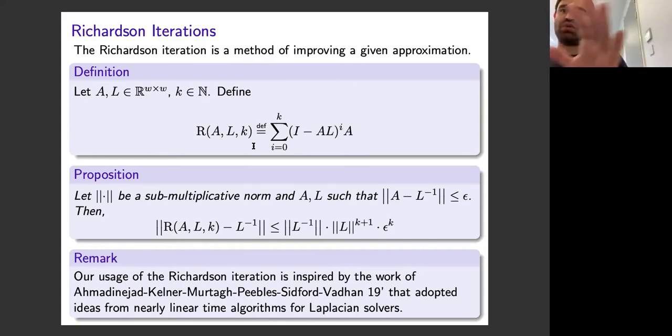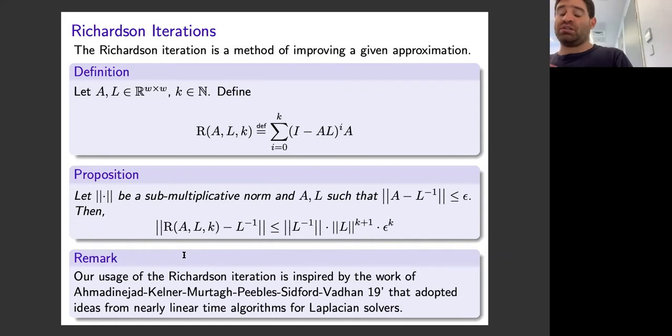This is a bit of a digression, what this has to do with BPs, but I'll explain this in the next slide. And this is formally what it means. You choose the notion of approximation to be a submultiplicative norm, any submultiplicative norm that you like. And you can see that if you start with an epsilon approximation, you get epsilon to the K. You also pay the norm of this matrix L and its inverse. This is actually important, but for the simplicity of the presentation, just forget about it. You reduce the error from epsilon to epsilon to the K.